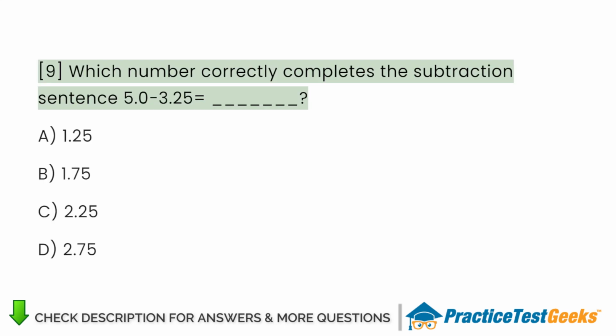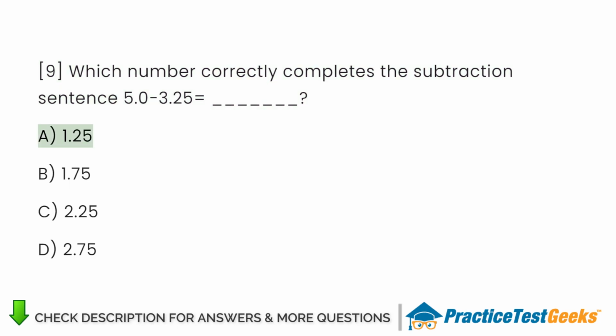Which number correctly completes the subtraction sentence 5.03.25 equals? A. 1.25. B. 1.75. C. 2.25. D. 2.75.